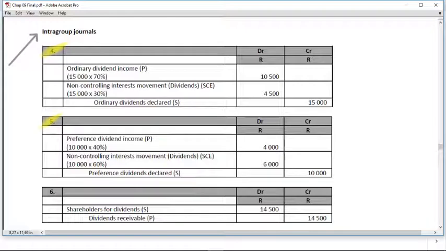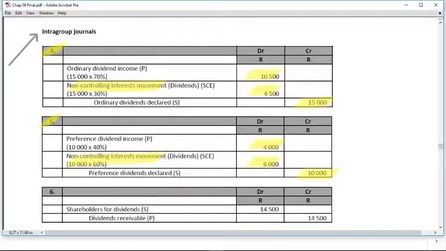So Journal 4 eliminates the ordinary dividend, the full dividend, the parent's portion against dividend income eliminated in the profit of the group, and your non-controlling interests show a debit movement for their portion. Same for the preference dividend, the full dividend eliminates. The parent recognized their portion as other income, which has to eliminate, and your non-controlling interest show their debit movement as they've received something back that they are entitled to.